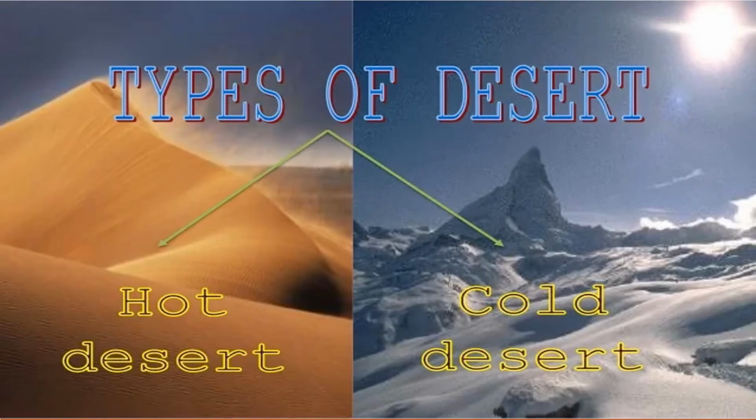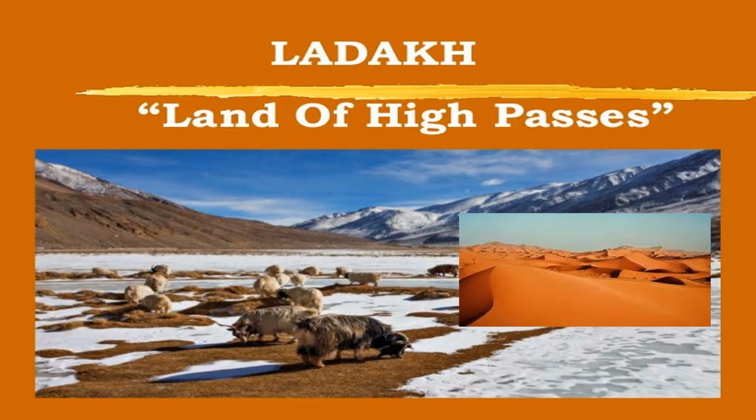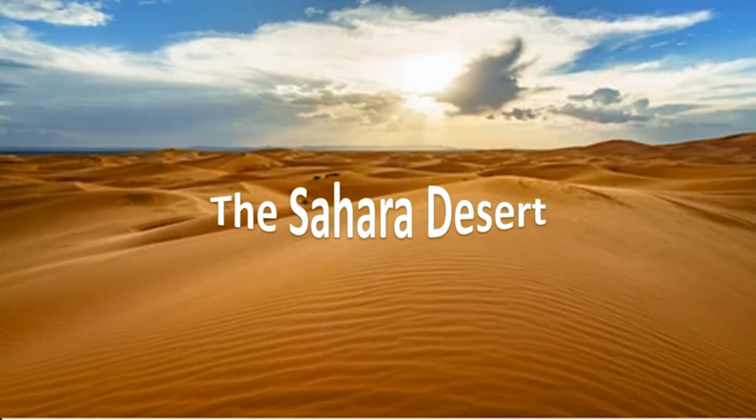There are two types of desert: hot desert and cool desert. Hot deserts are found around the latitude of 30 degrees north and south on every continent, and cool deserts are located above 30 degrees north and below 30 degrees south in dry areas. The example of a cold desert is Ladakh, and the example of a hot desert is the Sahara Desert.